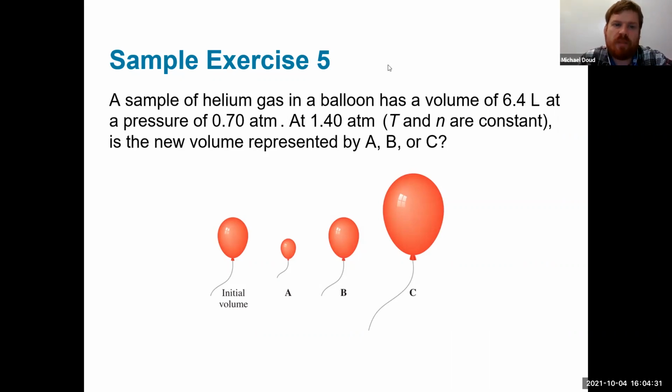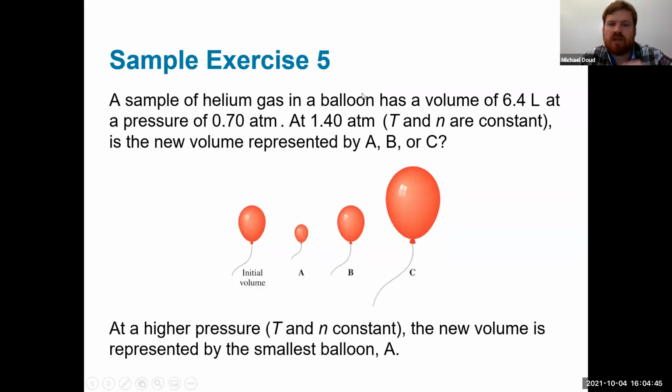Okay, so what happened here? We went from 0.70 atmospheres to 1.40 atmospheres. That means we increased the pressure on the balloon. Now, what happens when we increase the pressure? What happens to the volume? The volume decreases. Therefore, when the volume decreases, it's going to be a smaller balloon. So that would measure balloon A.